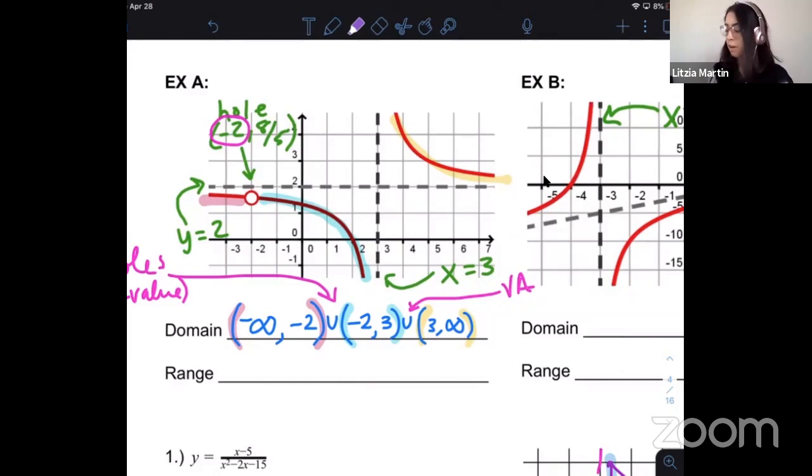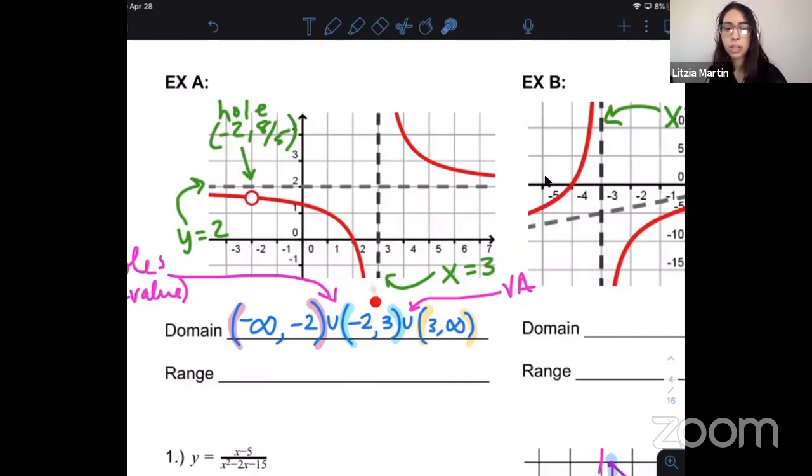So let's talk about range here. Oops. Erase that. Range is all of our y values. So what I'm going to do is start with negative infinity as the y value. So this is our y-axis. Negative infinity is going to be way down here. We know that this graph is going down in this direction. So all of these y values are going to exist, starting from negative infinity, going up and up and up.